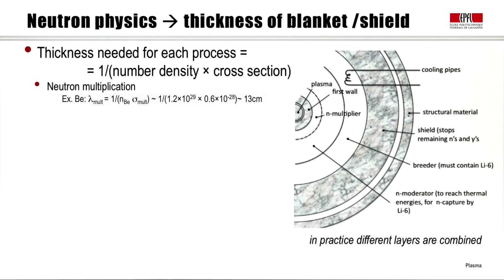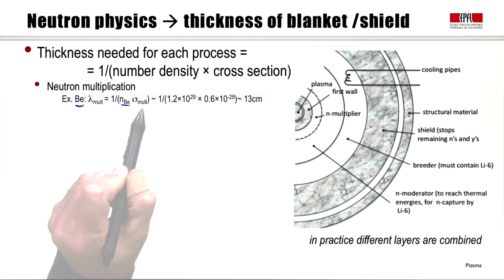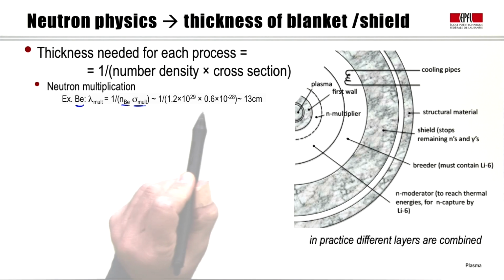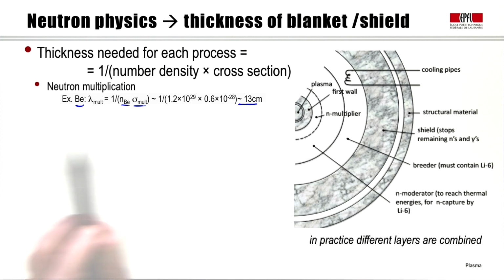First process we need to evaluate is neutron multiplication. We can take the example of beryllium. Beryllium is a neutron multiplier that's used in a variety of applications. So the thickness that we need for this process is given by 1 over the density of beryllium times the cross section that represents this process. So if we take the values for the density and the cross section, we come out with a relatively small thickness of about 13 centimeters.